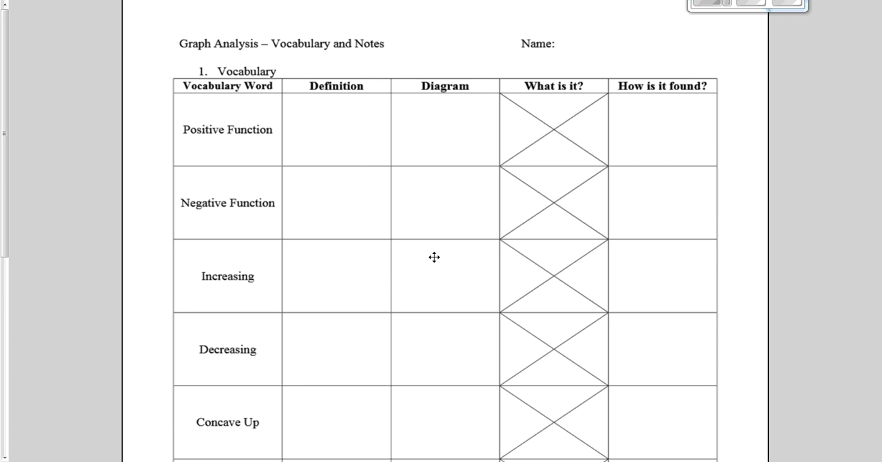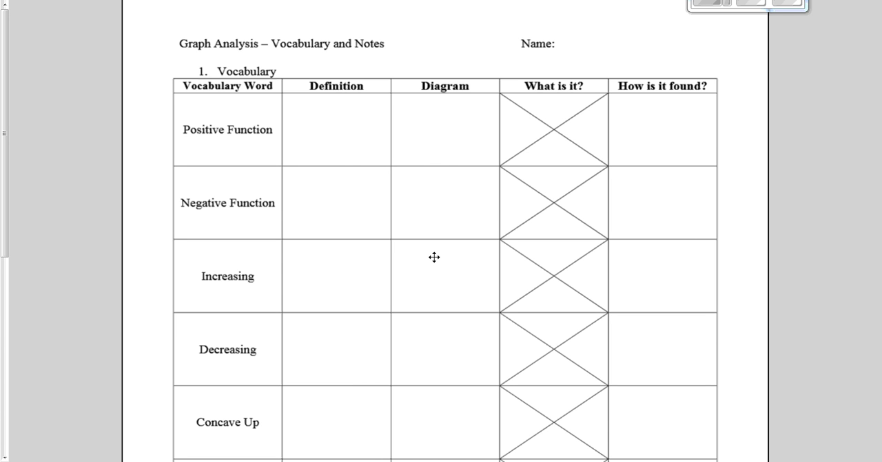Hello, today we're talking about graph analysis. Graph analysis is using calculus to analyze a curve, or to look at a function to determine what we know about its graph. So first thing, we're just going to start with some basic vocabulary.